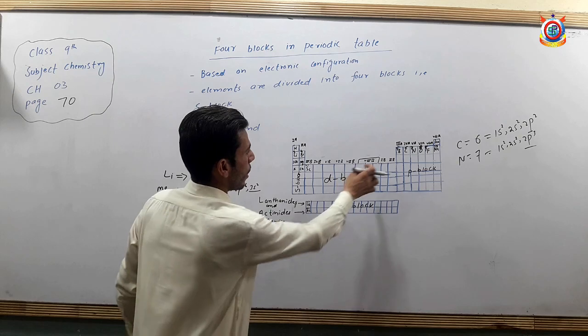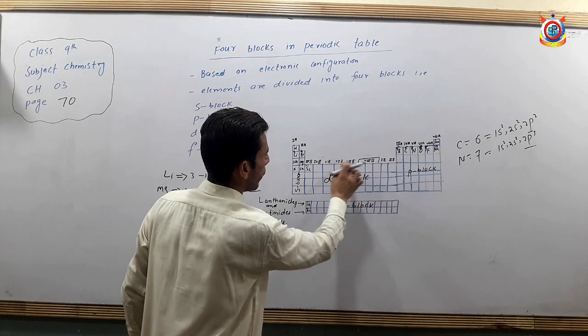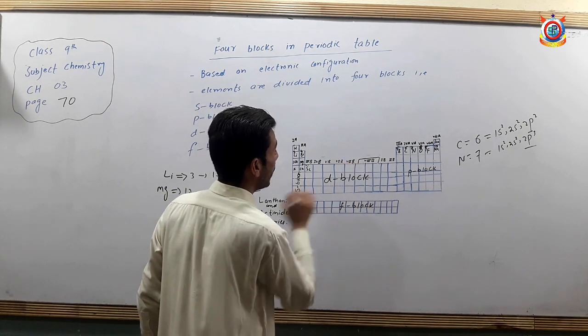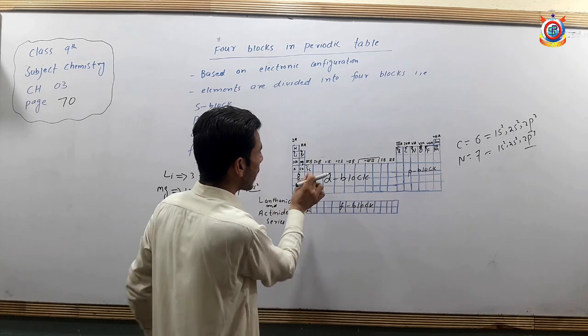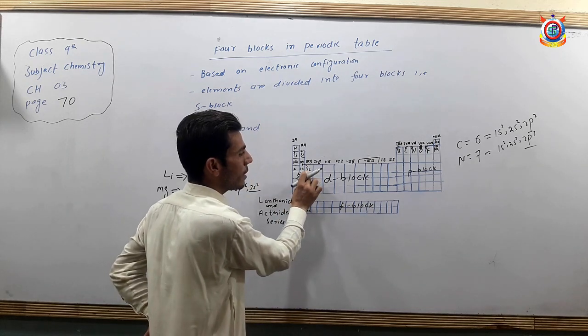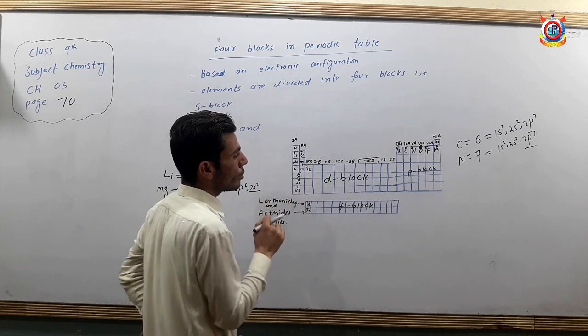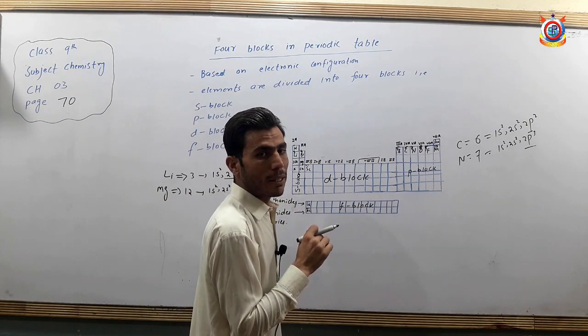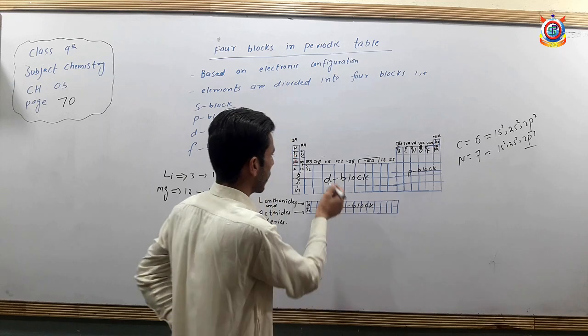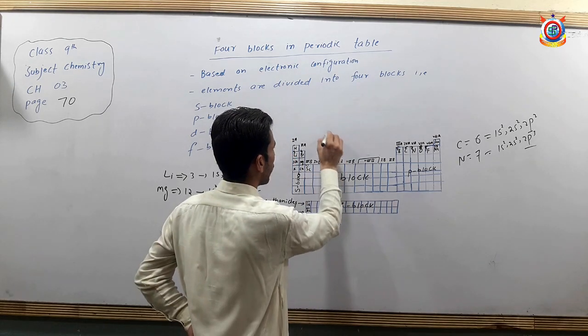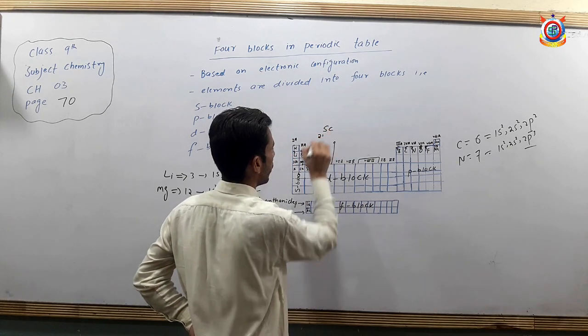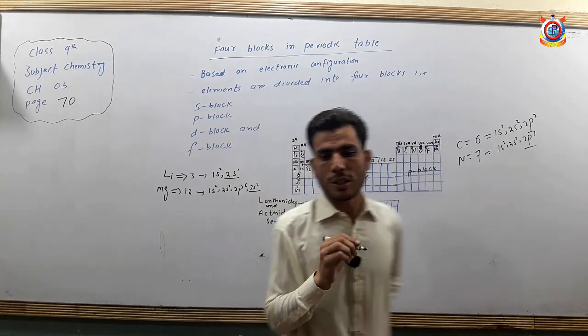These elements from group first B to group 8B are called D block elements. Why? Because their last electron enters into the D subshell. That is why these elements are called D block elements. For example, scandium is a member of D block elements whose atomic number is 21.